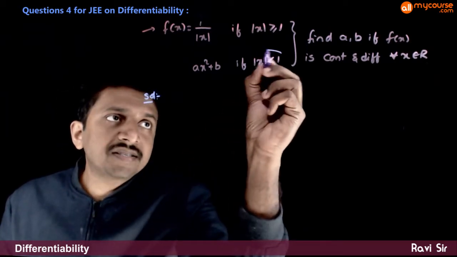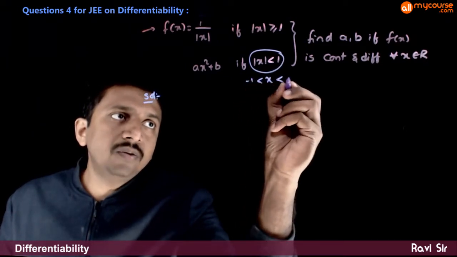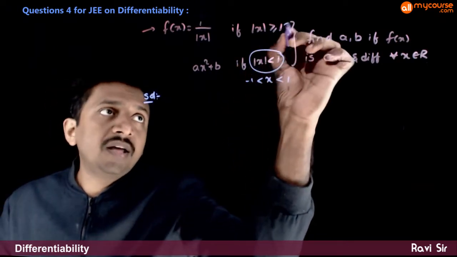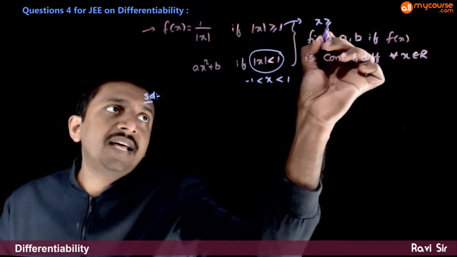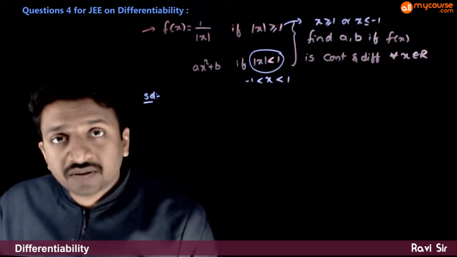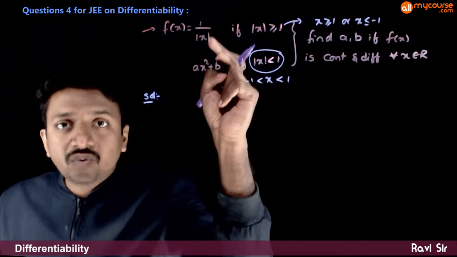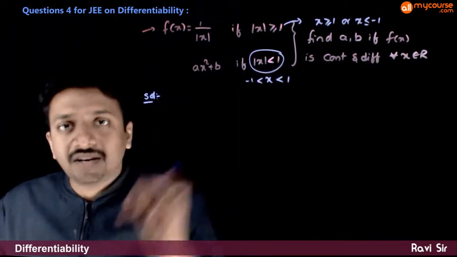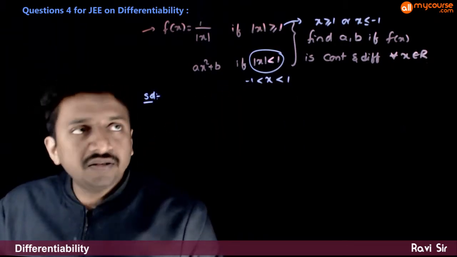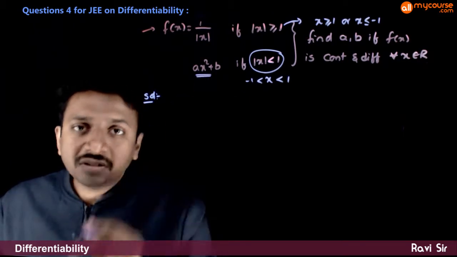So mod x less than 1 means x belongs to minus 1 to plus 1, right? And mod x is greater than or equal to 1 means x is either greater than or equal to 1 or x is less than or equal to minus 1. So the function f(x) is 1 by mod x in this interval, ax square plus b in this interval. So as you can see, ax square plus b is a polynomial function.